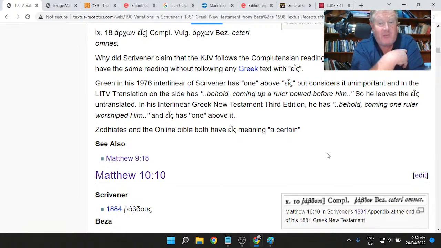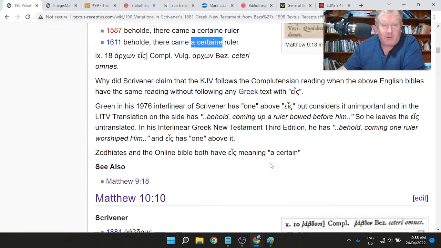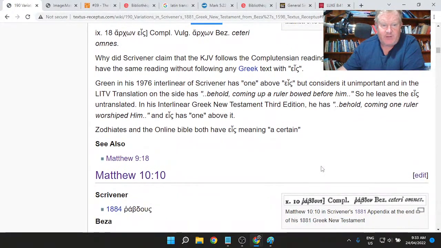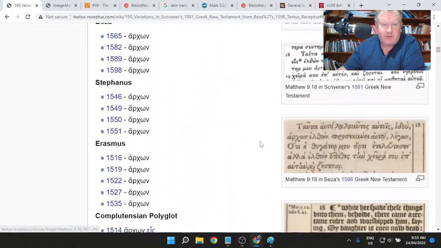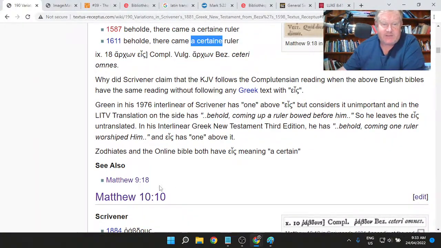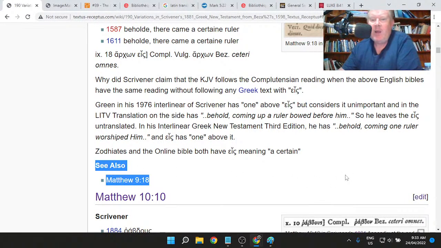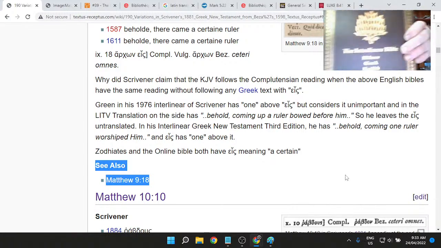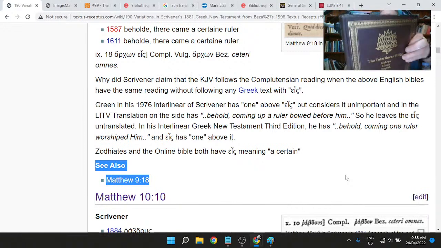Stephanus and the Online Bible both have ice meaning a certain. Okay, so they're going with what Scrivener says. See also 918. That is 918. Okay, that's a redundant footnote there. But yeah, this is the Greek one here. If you're not really sure what I was talking about, that's the Interlinear Bible.